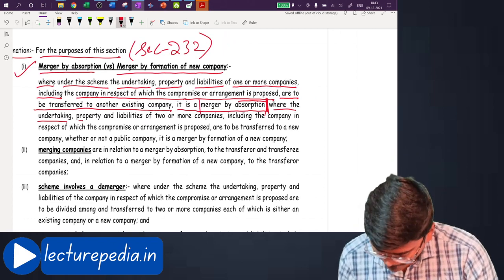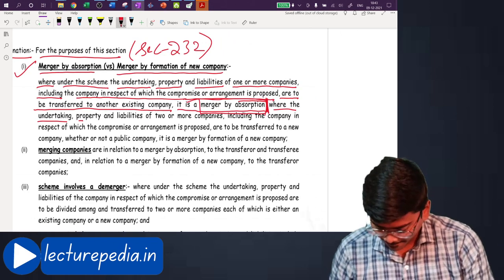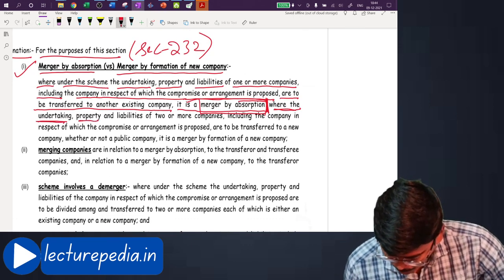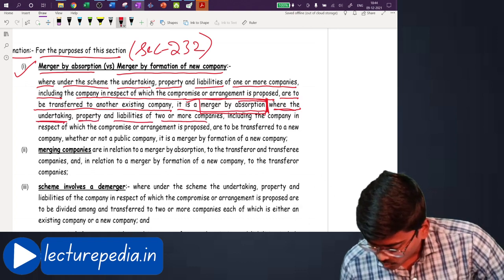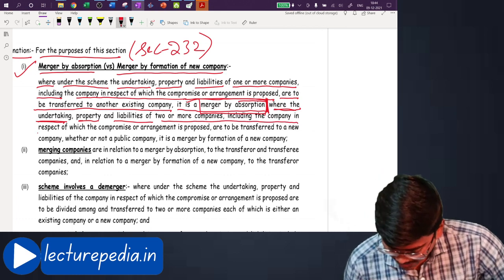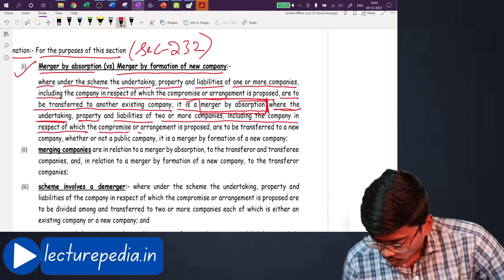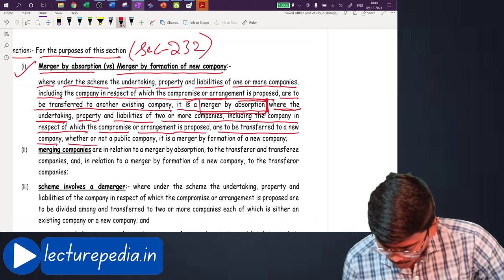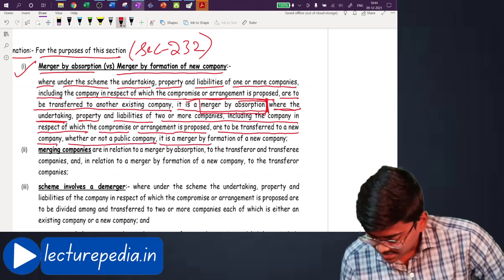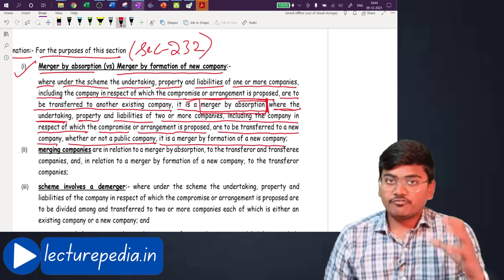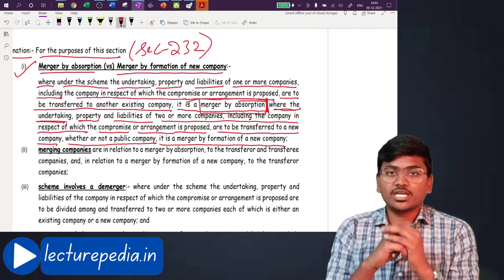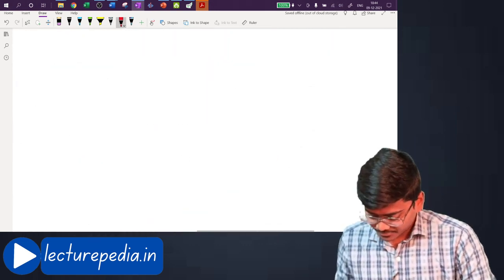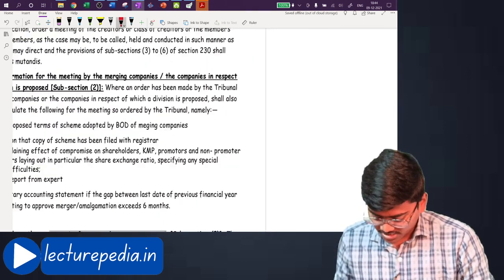Where the undertaking, property and liabilities of two or more companies, including the company in respect of which the compromise or arrangement is proposed, are to be transferred to a new company, whether or not a public company, it is a merger by formation of new company. If A Limited and B Limited are together forming AB Limited, then that would be known as merger by formation of new company. Let us give the names in our chart.